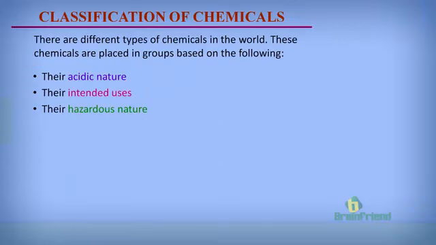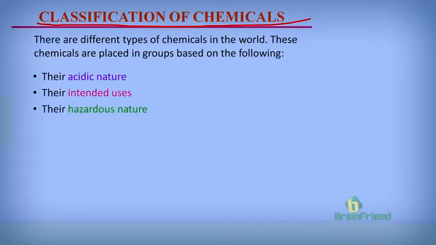There are several types of chemicals in our environment. And because they are so numerous that we can't recognize them all, we have to place them in groups. This brings us to the next point of our lesson, which is the classification of chemicals. Chemicals are placed into groups based on several features.